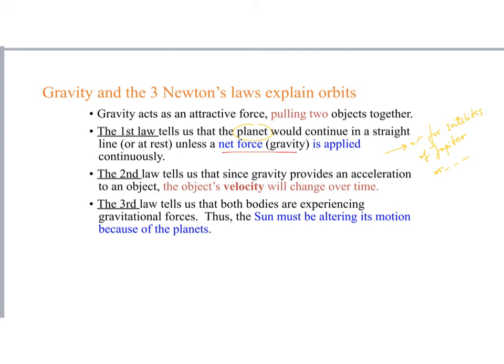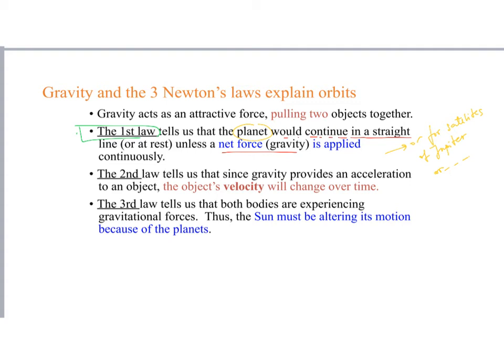Because if that force were not there, then that planet would continue in a straight line, right? Because if there is no net force, then the velocity will not change, and therefore the direction will not change and the speed will not change. So it must be a net force that acts upon things that orbit, like things that are in orbit around the sun or around planets or anything like that, right? So this is simply said by the first law.